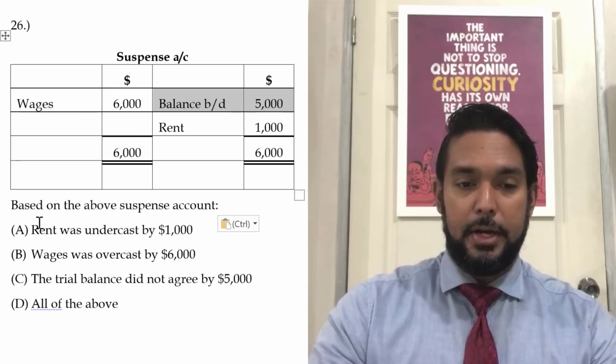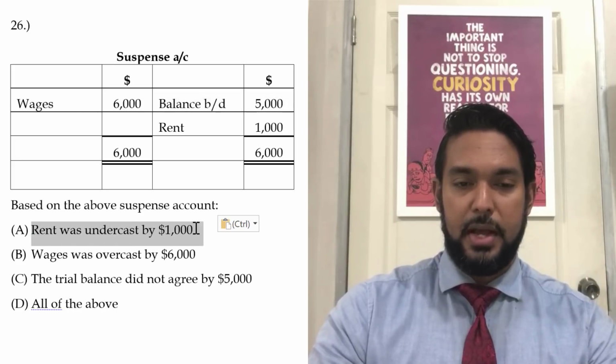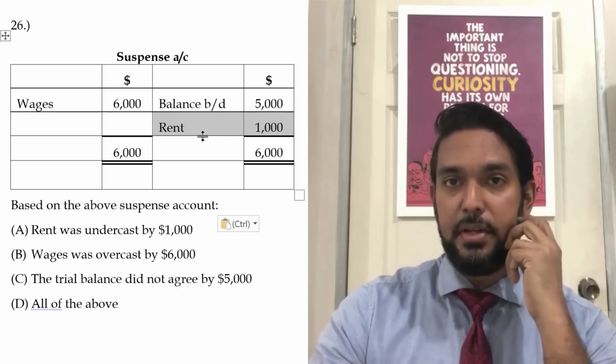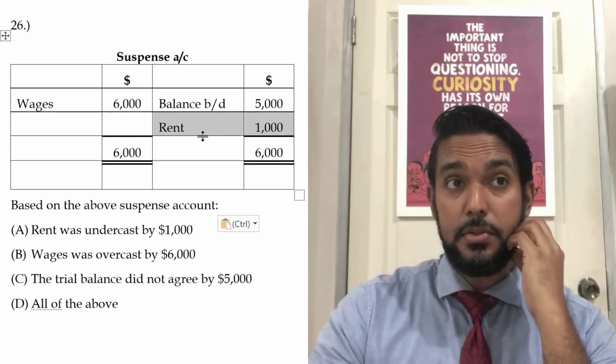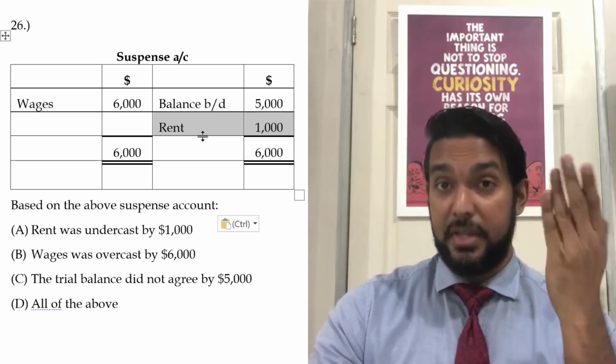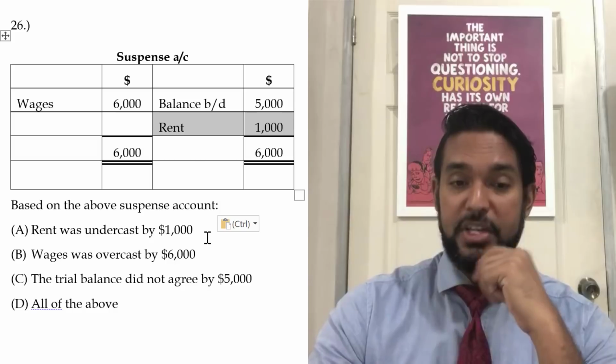So let's see. Rent was undercast. Well, we have a credit here to suspense that says rent, which means rent was debited. Rent is an expense. So yes, if we debit the expense, it's going to go up. And we would want to increase it if it was too low. So yes, rent was undercast.